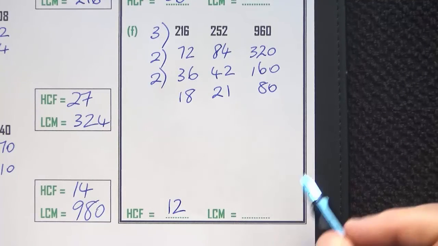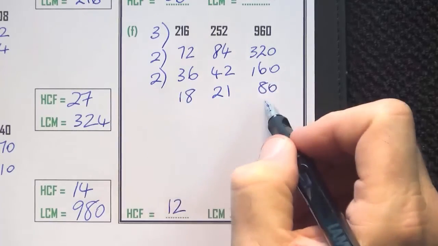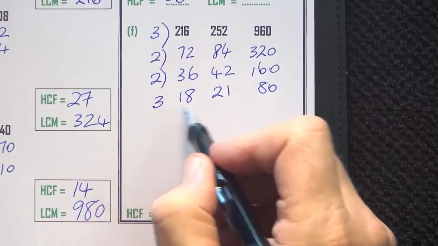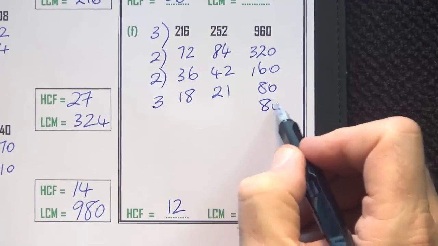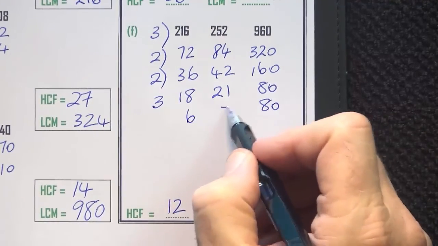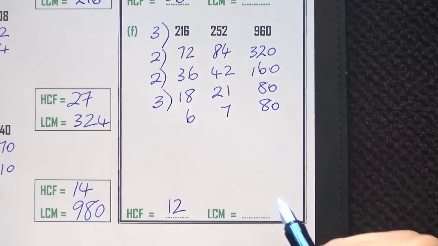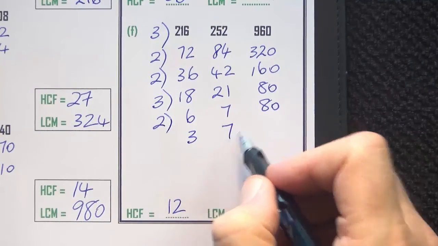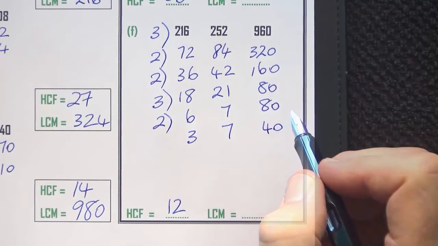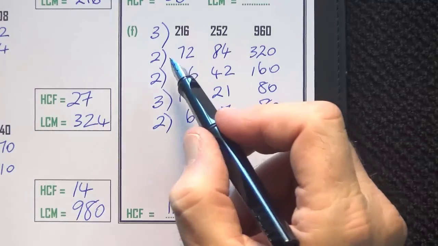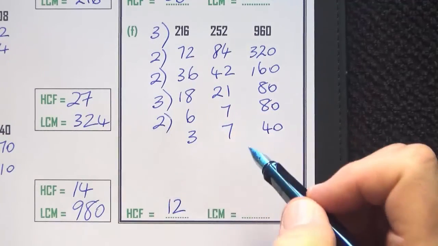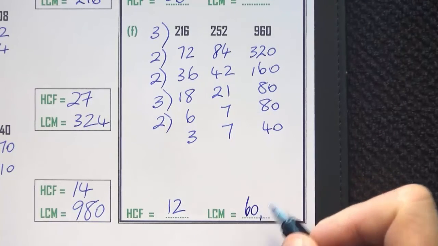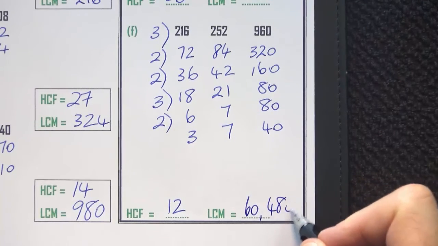But for the LCM, I must keep dividing if any two of these are divisible by a factor. So 3, I'll just bring down the 80, 6, 7. And then 2, 3, 7, 40. So my LCM will be 3 by 2 by 2 by 3 by 2 by 3 by 7 by 40, 60,480.